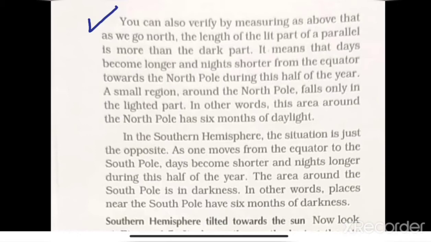As we move upwards, the length of the lit part of the parallel lines becomes longer, more than the darker part. It means that days become longer and nights shorter from the equator towards the North Pole during this half of the year.